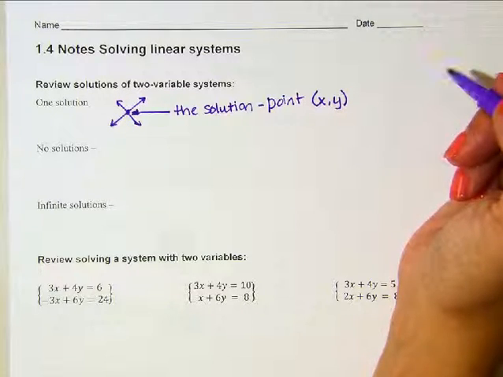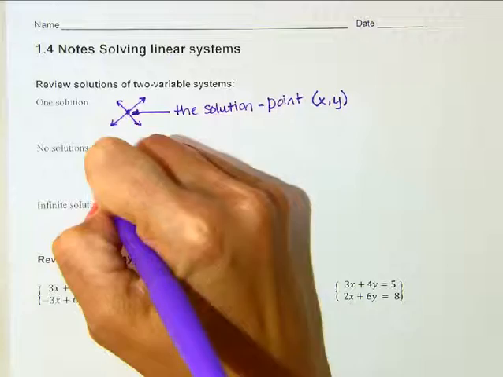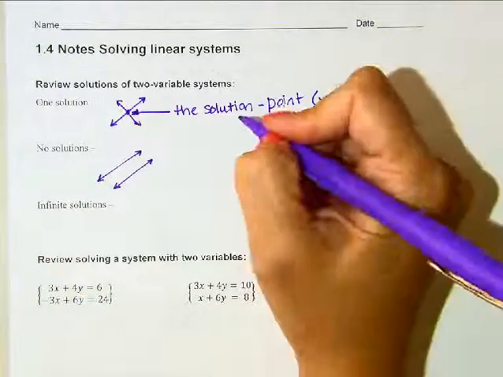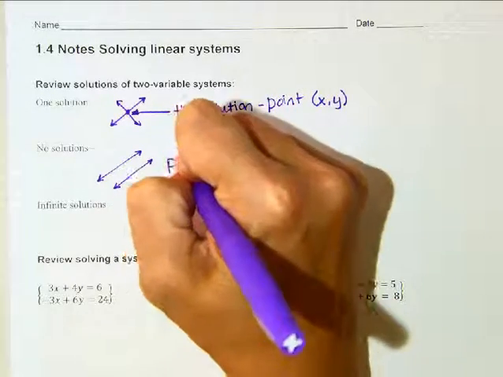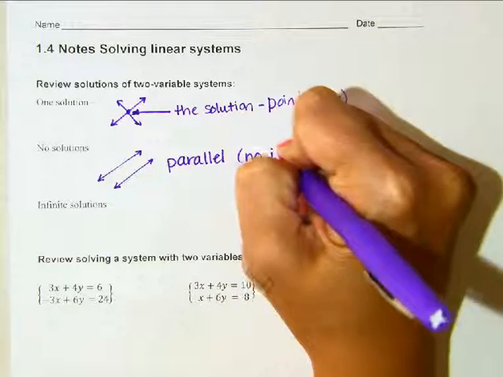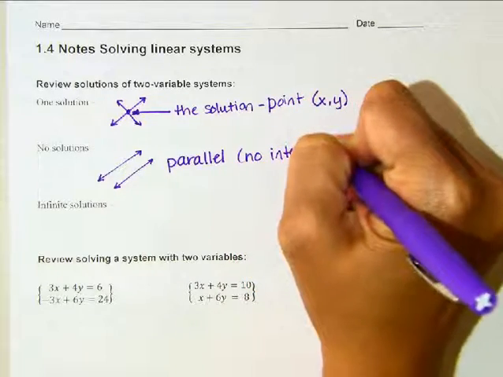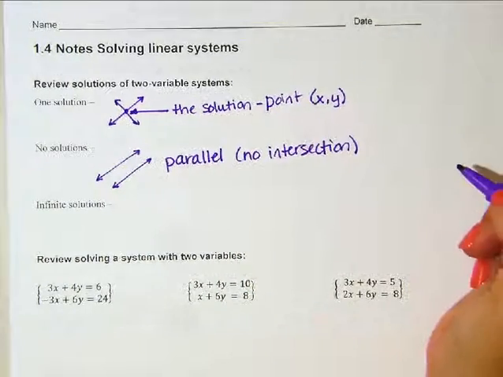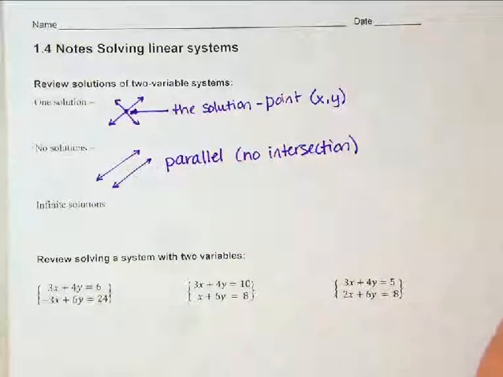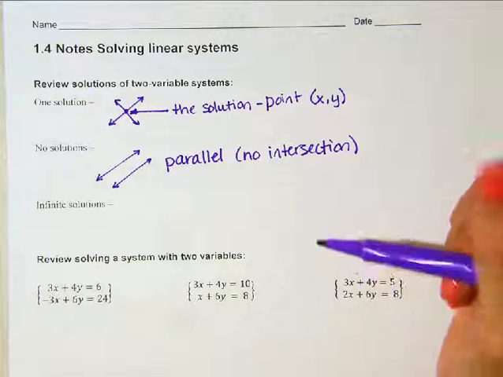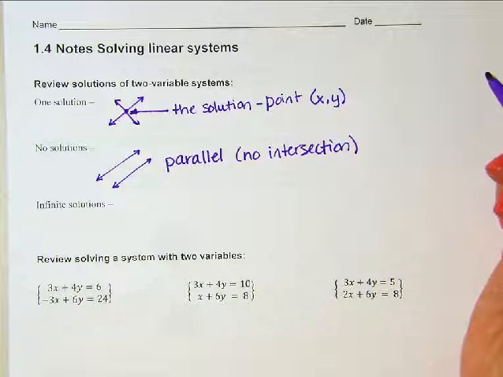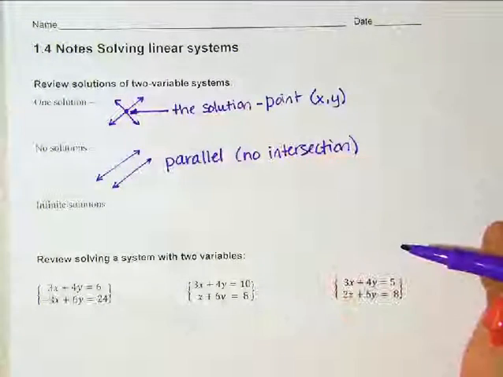If there's no solution, I have a line and another line, and they never touch. If they're parallel, you can say no intersection, then there's no solution. A lot of times with a system of equations, your variables go away and you get something like 0 equals 4 or 8 equals 6. Those aren't true statements, so there would be no solution.